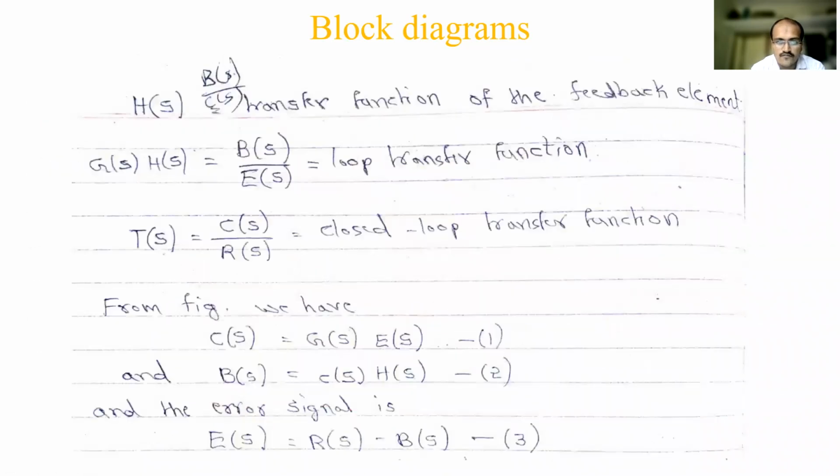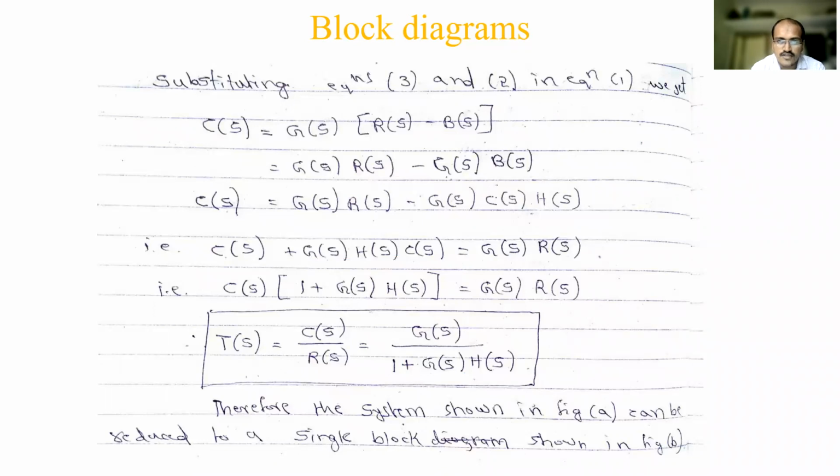Okay, so you have to define each of the signals, each of the blocks. Then from the figure you have to define C of S, B of S, and E of S. You have to substitute in equation 1. Okay, so step by step you have to substitute and group the C of S term and R of S term. Take the ratio C of S by R of S, you will get the transfer function. Okay, so hope it is clear.